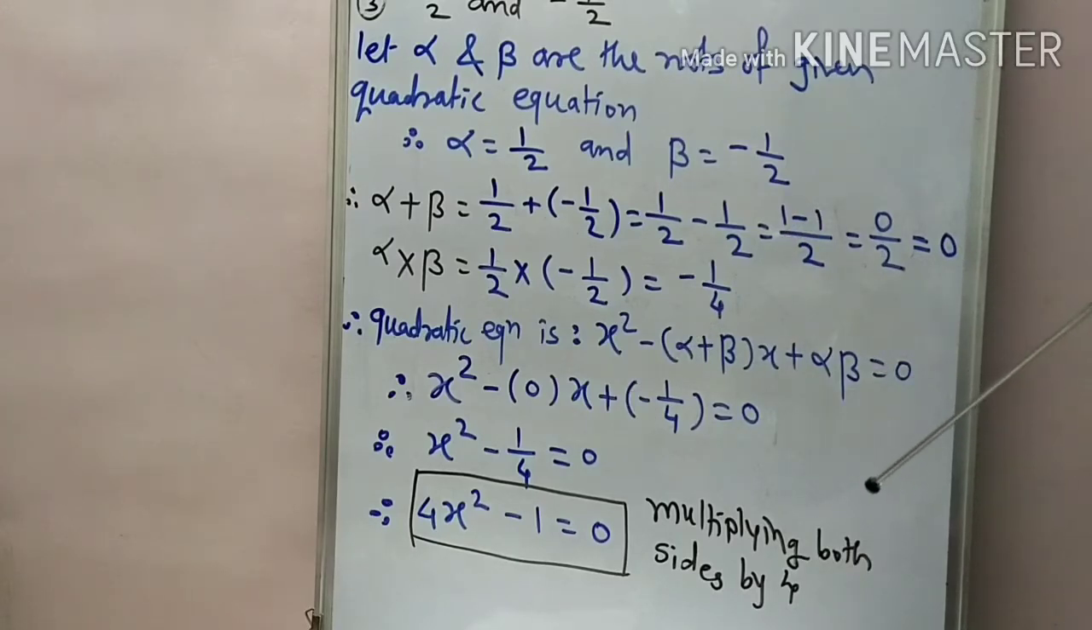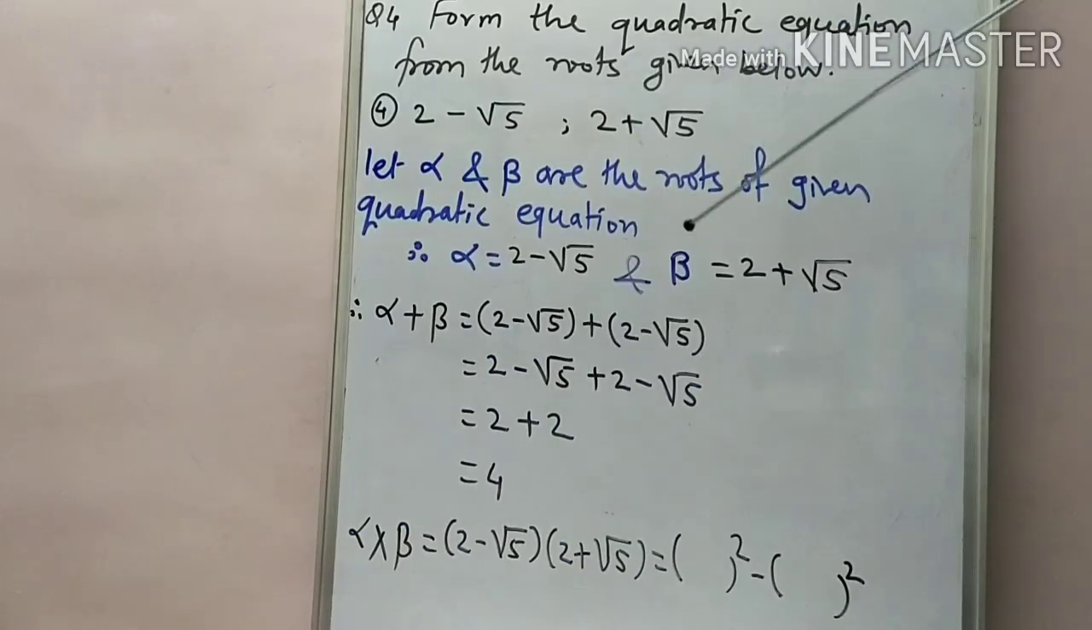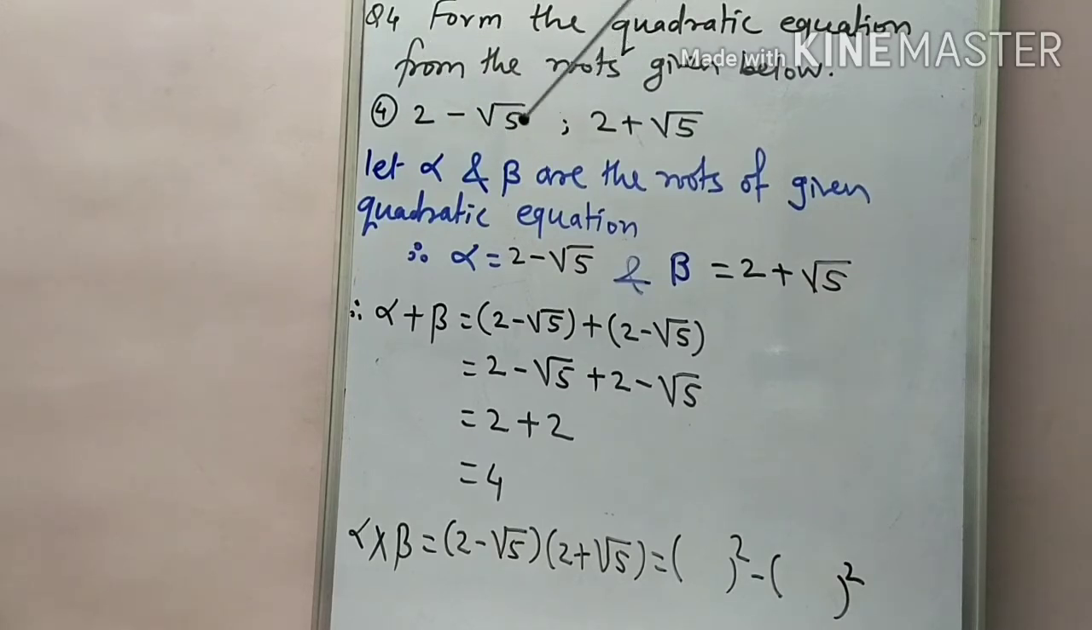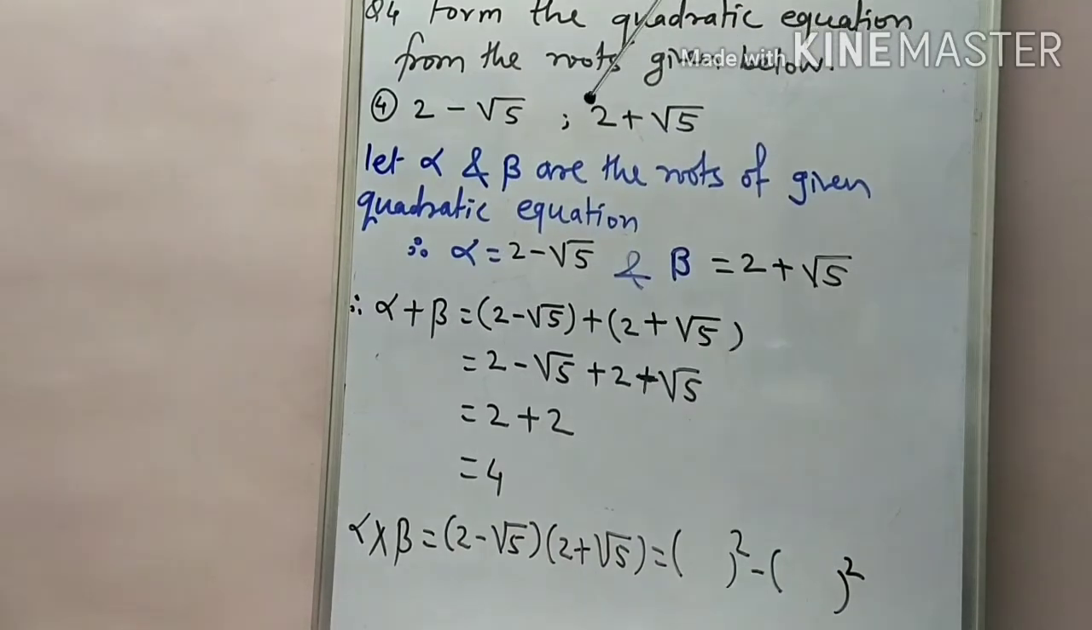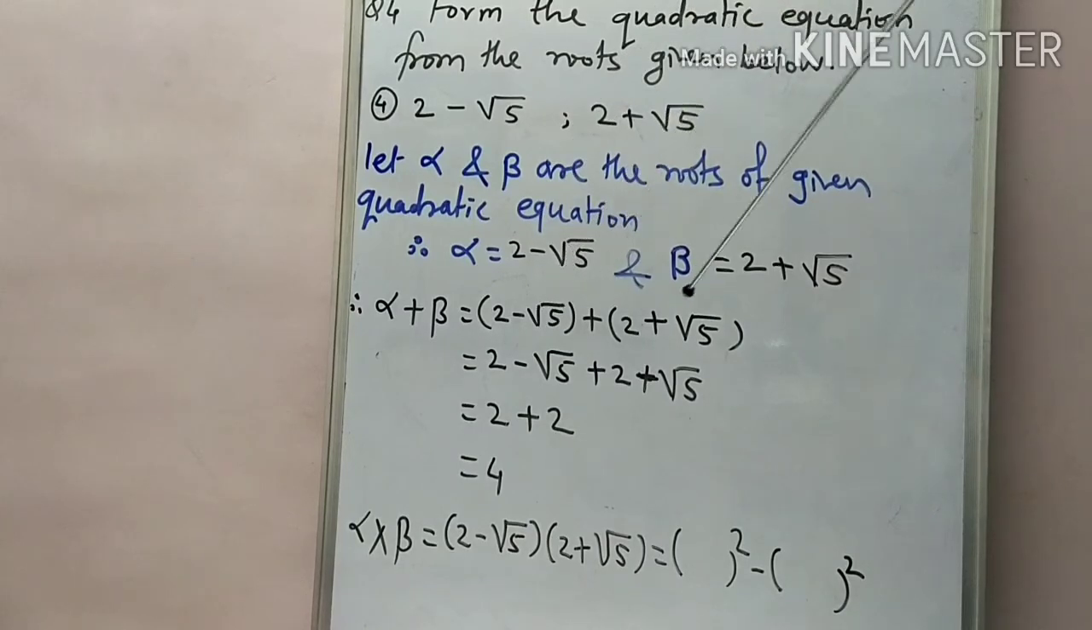Okay students, then in the fourth example we have two roots as irrational numbers, 2 minus root 5 and 2 plus root 5. Again with the same statement we start here, and we consider the first root as alpha, second root as beta. Then we find alpha plus beta, the sum of two roots, and according to this, here in brackets we write those values: 2 minus root 5 plus 2 plus root 5.